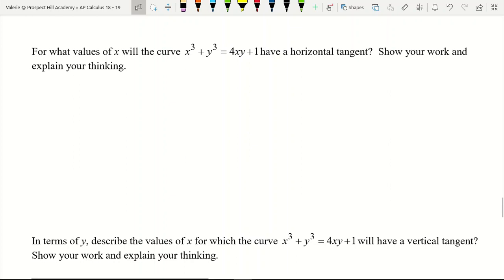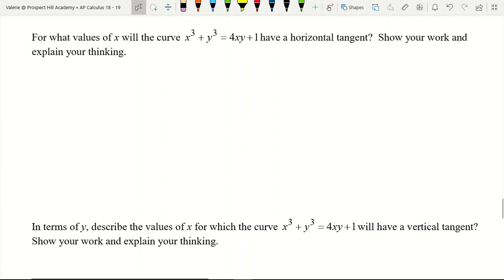Okay, so for page 118, the first 2 problems not only ask us to implicitly differentiate, but also to identify certain values that will either give us a horizontal tangent or a vertical tangent. Luckily for us, both problems have the same function. So once we implicitly differentiate once, we don't have to do it again. We just have to show our work for finding our answers.